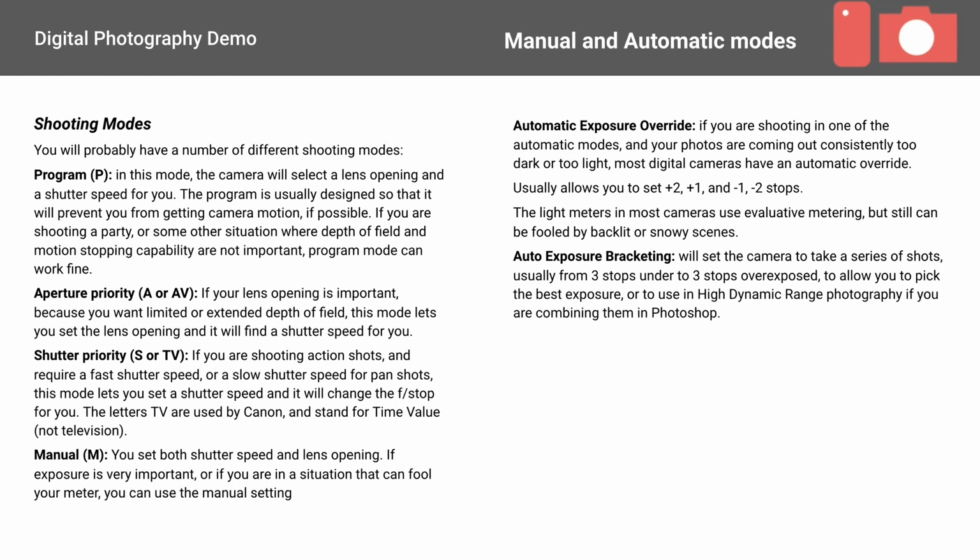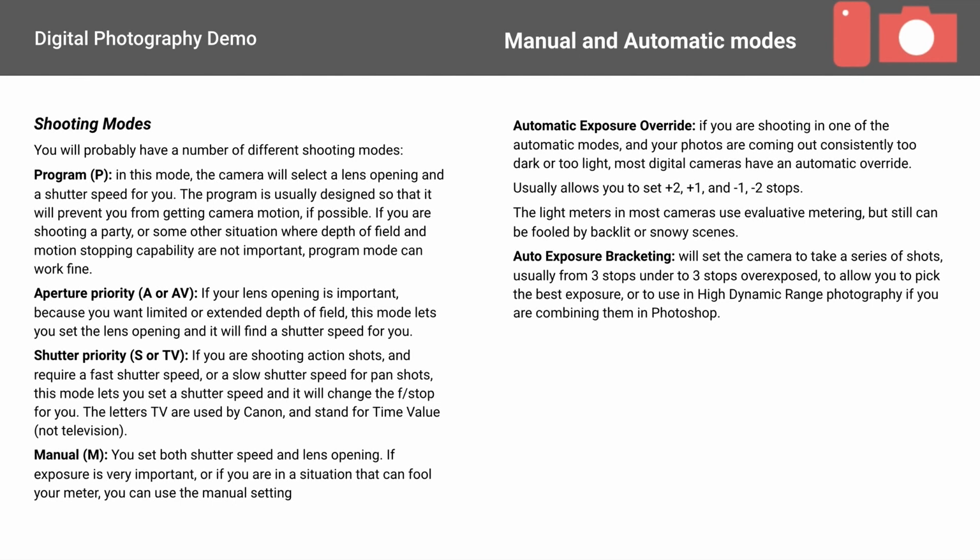Shooting modes. In program, many cameras have a program setting. If you don't download a camera control like Lightroom Mobile for your phone, it will also have a programmed shooting mode. The camera selects everything. So it selects the lens opening, selects the shutter speed, actually even often selects the ISO. So you don't have to worry about anything, but it doesn't give you any control. If you have a DSLR, you can set it to what's called aperture priority. Now remember, this isn't going to work on phones because most of them don't have variable apertures.